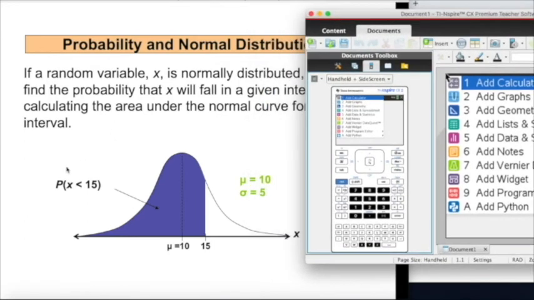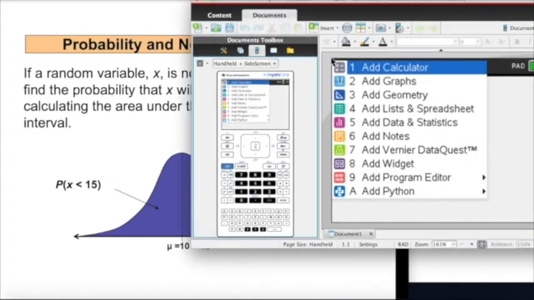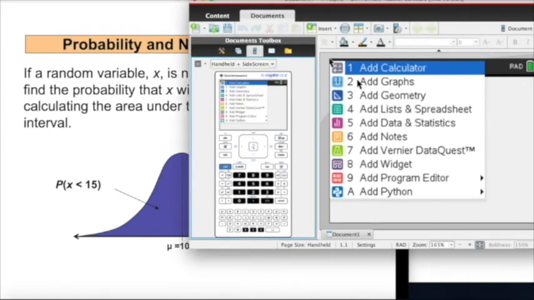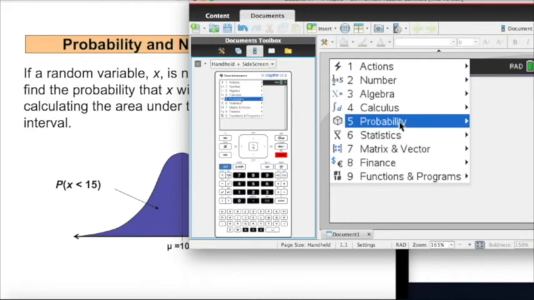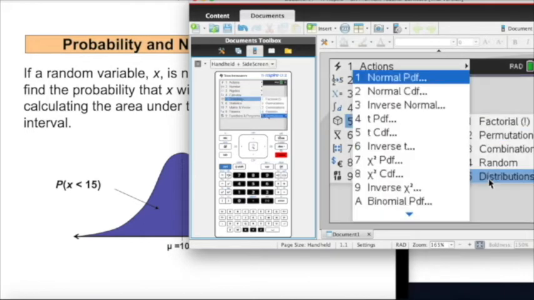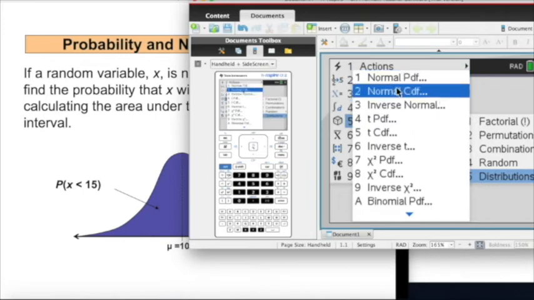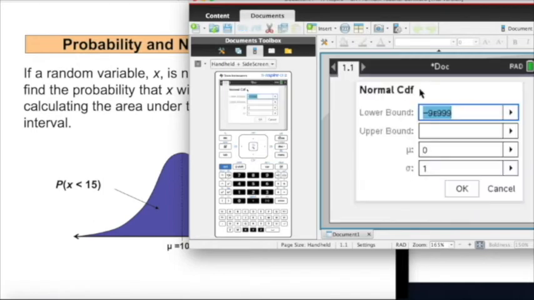So to calculate the probability of x is less than 15, we use normal distribution. So add calculator, and then we go to menu, probability, distribution. Now we use normal CDF, since this is continuous data we are dealing with in normal distribution, so we always use normal CDF.